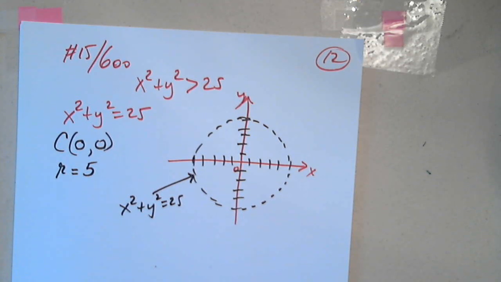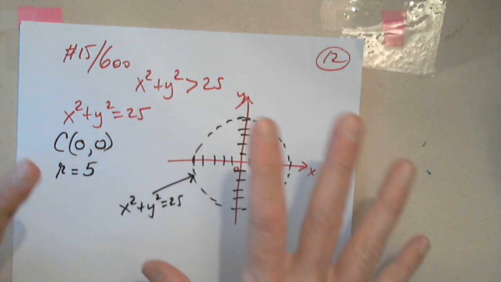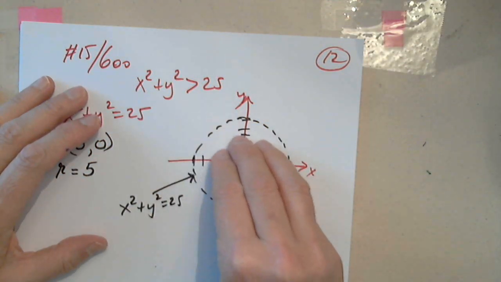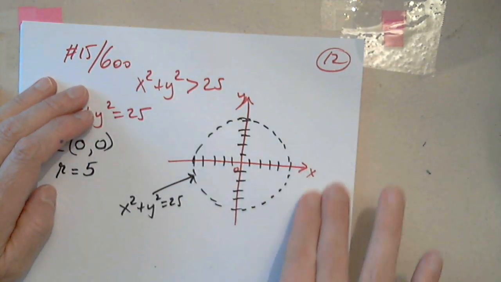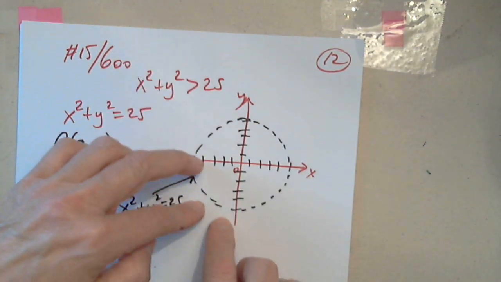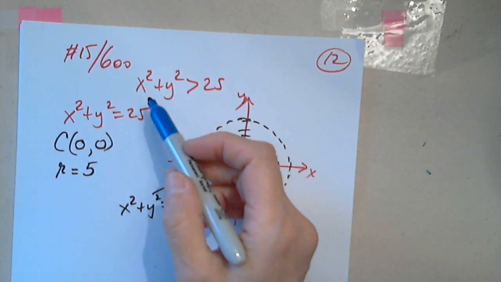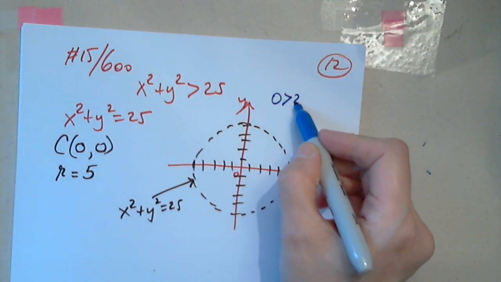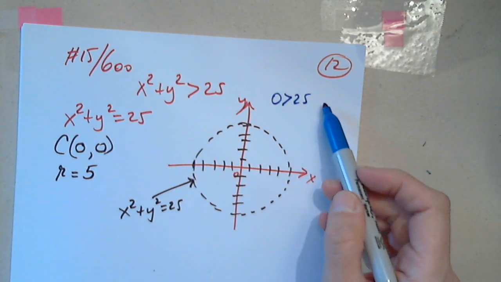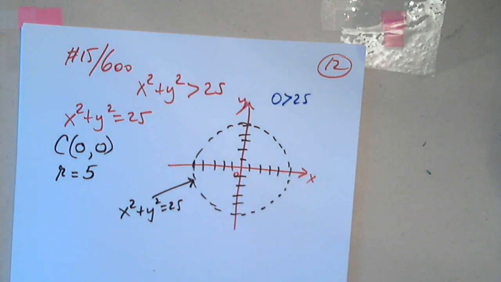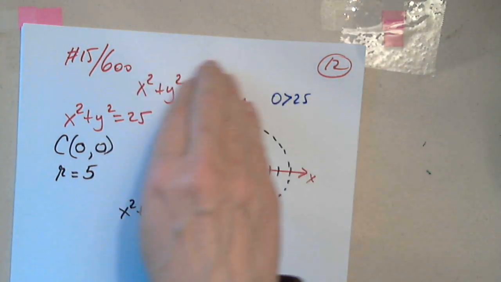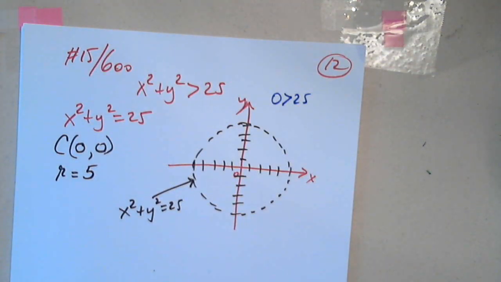Now I can see what happens here. I see 2 regions, the interior of the circle and the exterior of the circle. Of course, since it doesn't pass through the origin, my preference point is definitely 0, 0. So I get 0 greater than 25. If this is true, I shade in the inside. If this is false, I shade in the outside. What do I shade in? The outside. That's it.